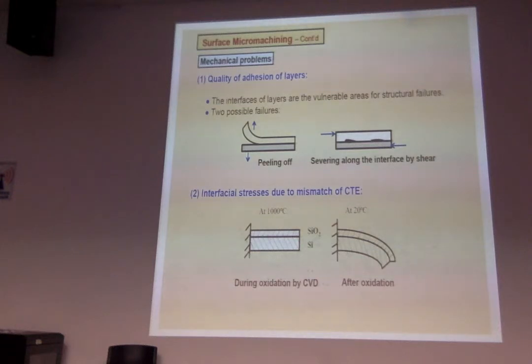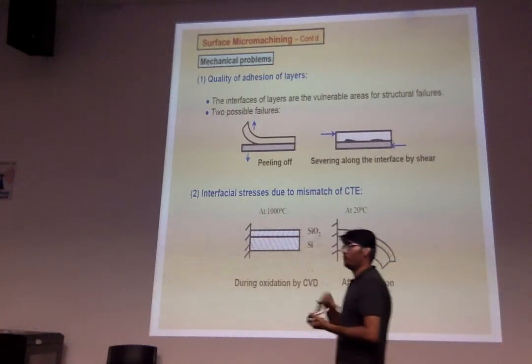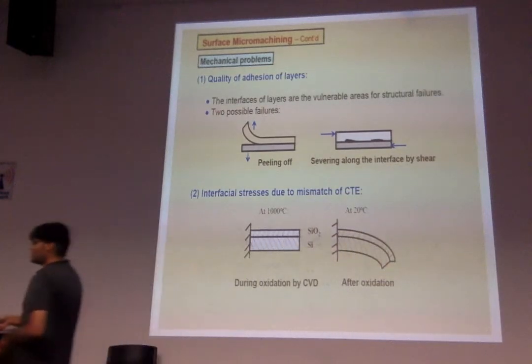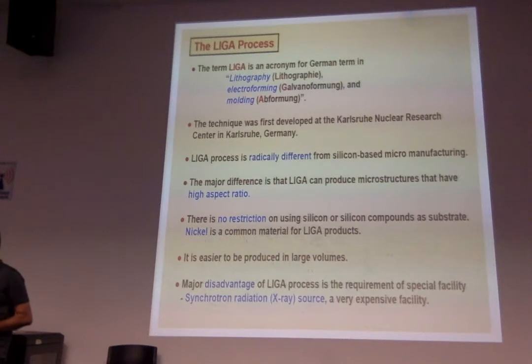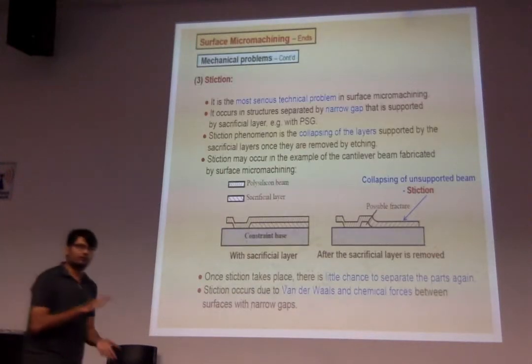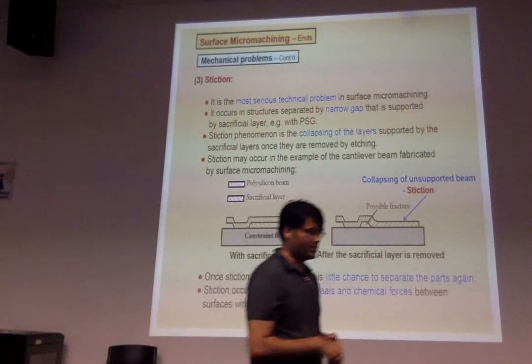The same way here, while fabricating, people have another small sacrificial layer which is removed later, but this is more complicated. So stiction is a problem that can arise because of van der Waals forces in a surface micromachining process.